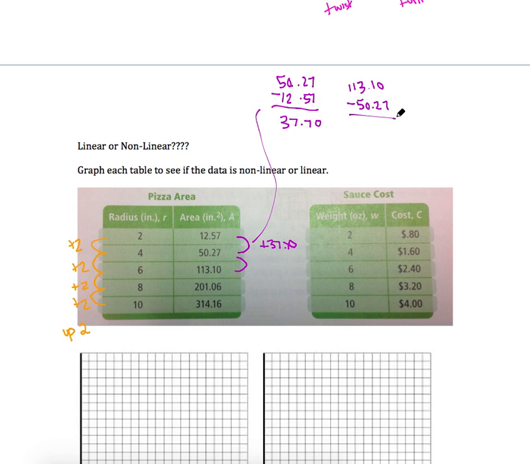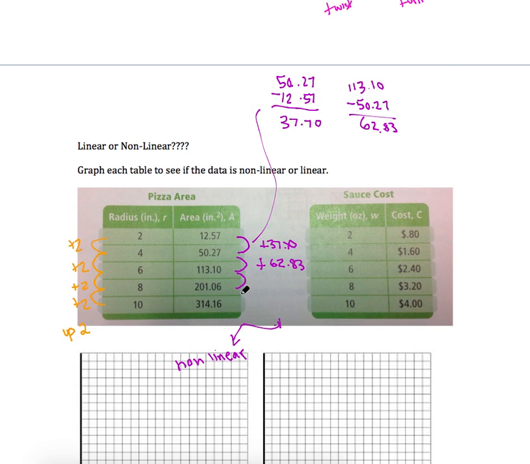So when I do that, 113.10 minus 50.27, I get 62.83. It's going up, but it's going up by a different amount. So this is plus, because it is going up, it's getting bigger, 62.83. So notice we can already say that this, if we graphed it, would be non-linear. It's not going to make a line because the y changes are different already.